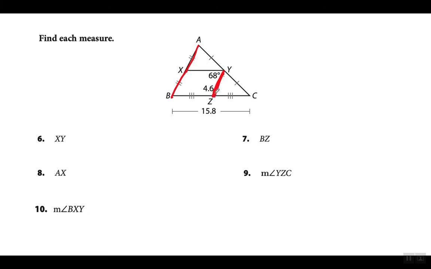All right, so if this one measures 4.6, that means this entire line is double 4.6, or as you just saw, like in the previous example, each one of these segments is going to be 4.6.